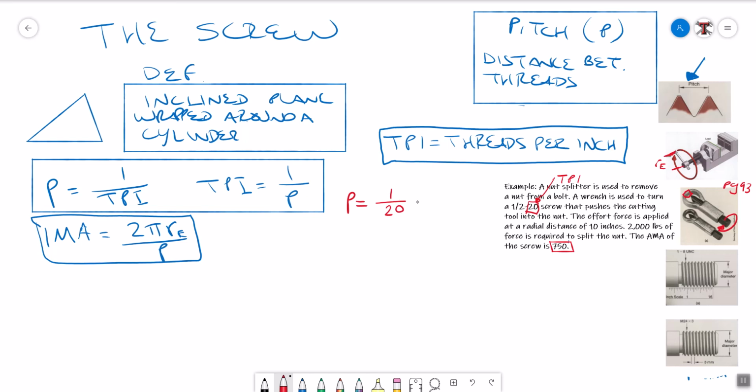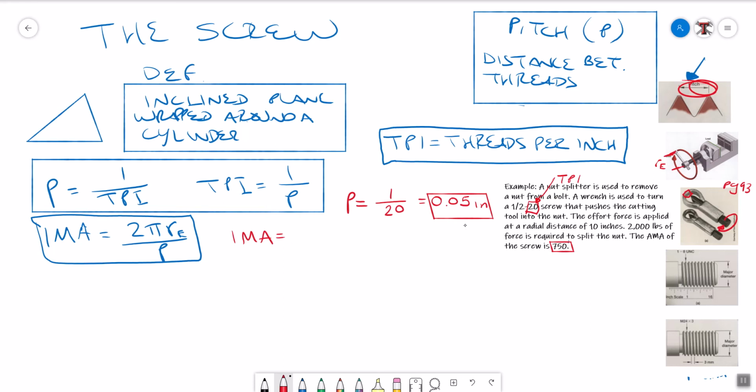Now, we can go ahead and make it into decimal. So we have 0.05 inches, because this is the number of threads per inch, right? So the pitch is 0.05 inches. That is the distance between the top of one thread to the other. The next thing we're going to need to answer is, what is our ideal mechanical advantage for this particular setup?